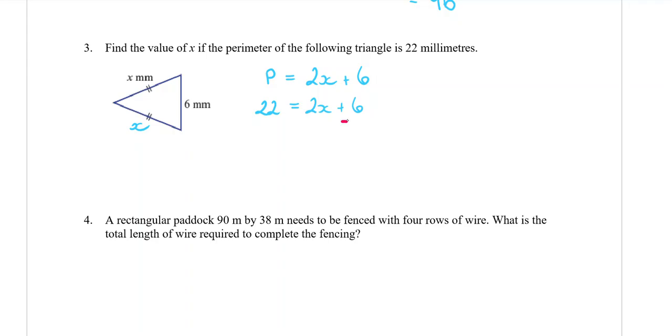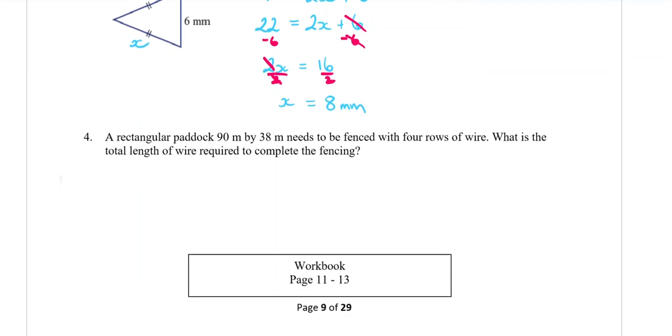So the first step is to subtract the 6. Okay, to get rid of that. I'm going to put the 2x over on the left-hand side, and 22 take away 6 is 16. Then I'm going to divide the 2 to get rid of that. Then x will be by itself. 16 divided by 2 is 8, and that will be millimeters. That side will be 8 millimeters.